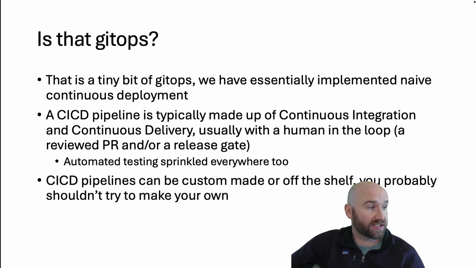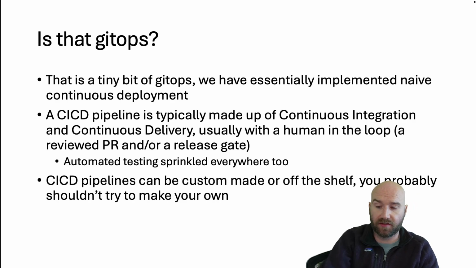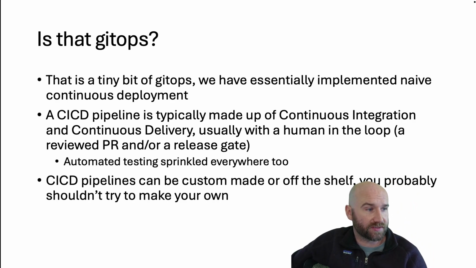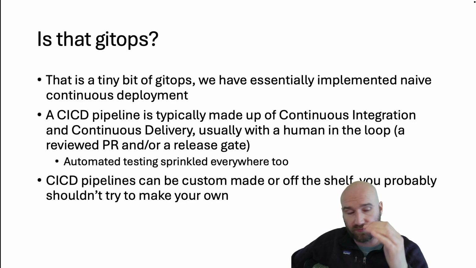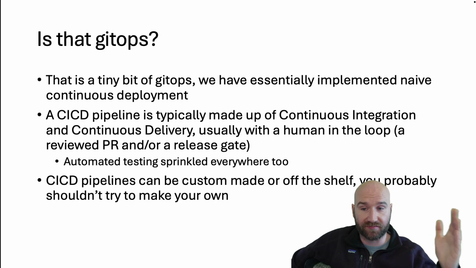CI/CD pipelines can be made custom or off the shelf, and you probably shouldn't make your own. Been there, done that, regretted it forever. But there are products like GoCD, TeamServer, can't remember what it's called, or Jenkins, continuous integration software that you can set up to monitor your Git repos, run a load of tests when something is merged, a release is created in GitHub, or a tag is created in Git, sorry. Kick off everything, deploy it to your staging account, run tests, deploy it to your integration account, run tests, and then deploy it to production, all automatically, or you have a gate in the middle.